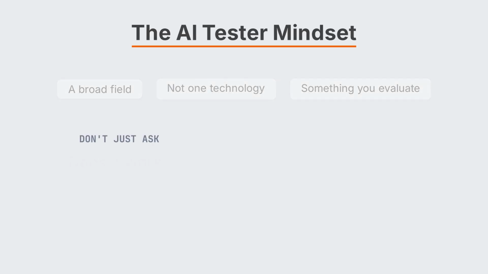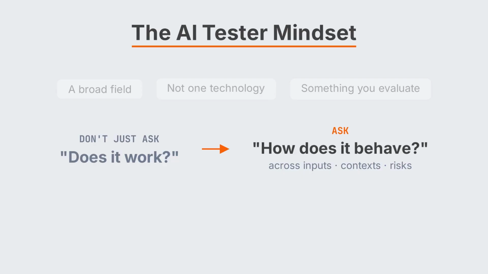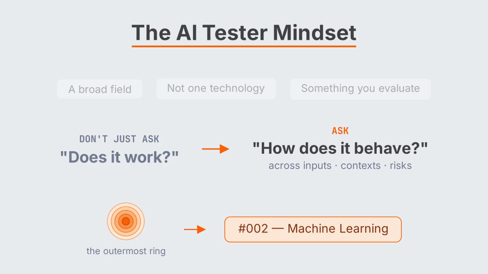And shift the question you are asking. Don't just ask, did it work? Ask, how does it behave across inputs, contexts, and risks? That is artificial intelligence, the outermost ring. Next episode, we go one ring deeper into machine learning.